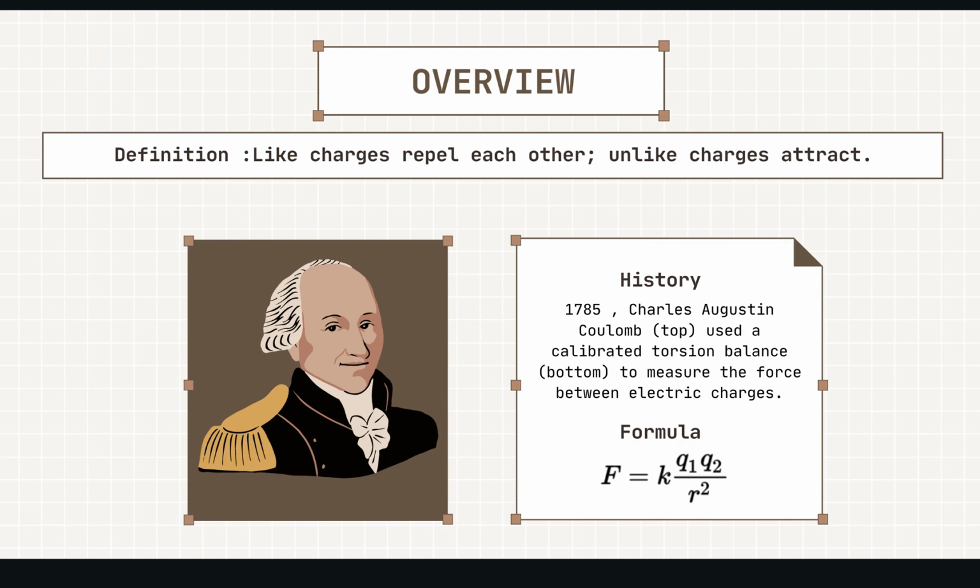The history behind it: in 1785, Charles Augustin Coulomb used a calibrated torsion balance to measure the force between electrical charges, and the formula is F equals K Q1 Q2 over R squared. Q1 and Q2 are the amount of charge in coulombs, R is the distance in meters between the charges, and K is the Coulomb's law constant, which is 8.99 times 10 to the 9.